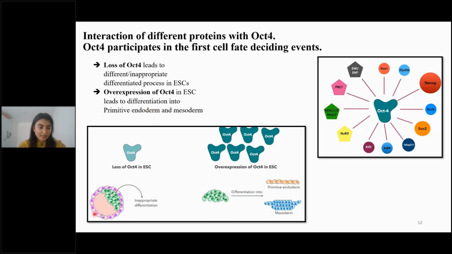Here we see the blastocyst. We have the inner cell mass, and then there will be an inappropriate differentiation, which means that it wouldn't know what it has to be. This is when there is loss of OCT4, like there is very little concentration in the cell. Now if the OCT4 increases, this inner cell mass will start differentiating into primitive endoderm and mesoderm. These are the germ layers, right? It will start differentiation once the concentration of OCT4 increases.